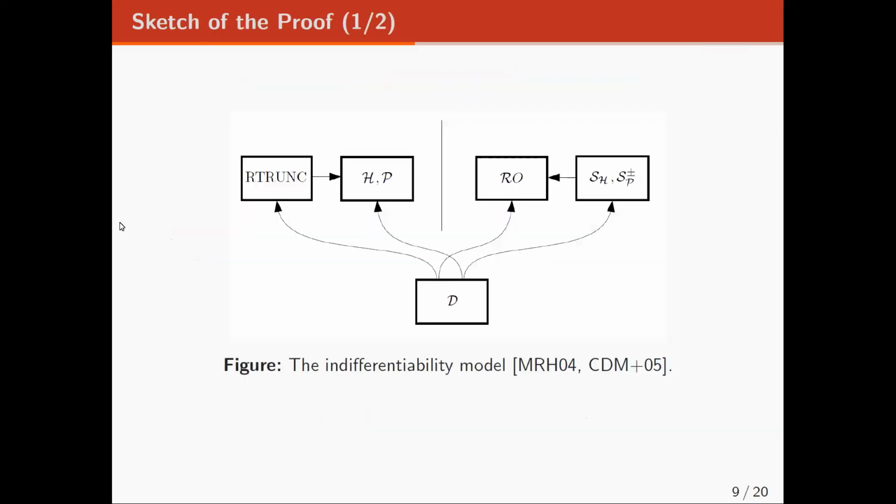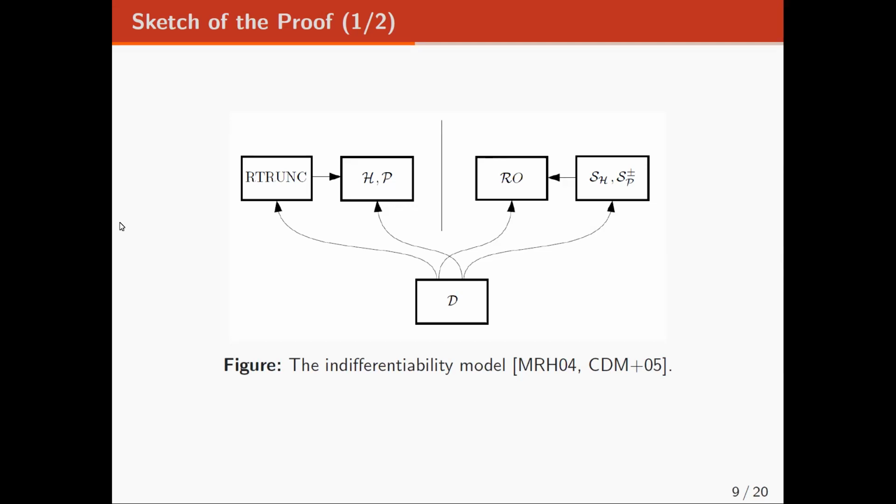Now, I'm not going into the details of the proof, but the idea is to use the indifferentiability model. So we have a distinguisher, and we have 2 worlds. One is the world of the randomized truncation function, and the other one is the one of the random oracle. And the distinguisher wants to distinguish between these 2 worlds. Now, in this world, we also have the hash function and the permutation, because the randomized truncation function is defined via the hash function and the permutation.